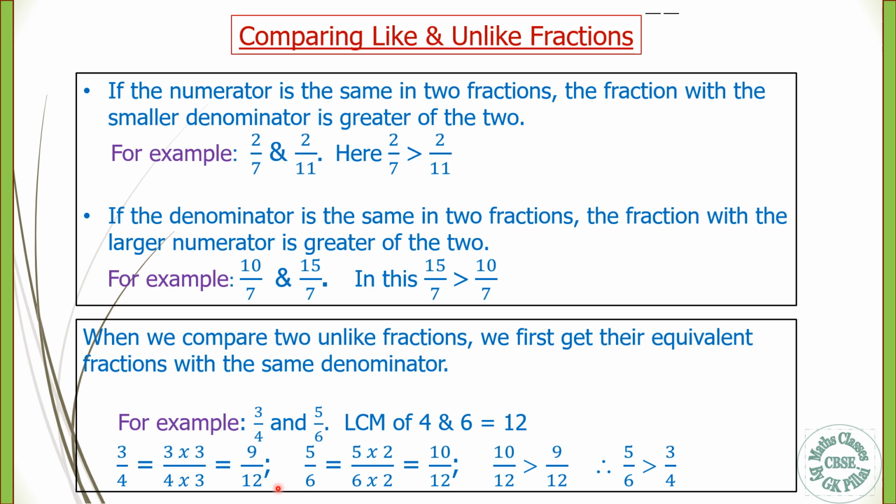Here it is 9 by 12 and here it is 10 by 12. Naturally 10 by 12 will be greater than 9 by 12. Therefore 5 by 6 is greater than 3 by 4. When you just see these two fractions, you won't be able to decide which one is greater and which one is smaller. Only by taking the LCM and making the denominator same, we will be able to compare two unlike fractions like this.